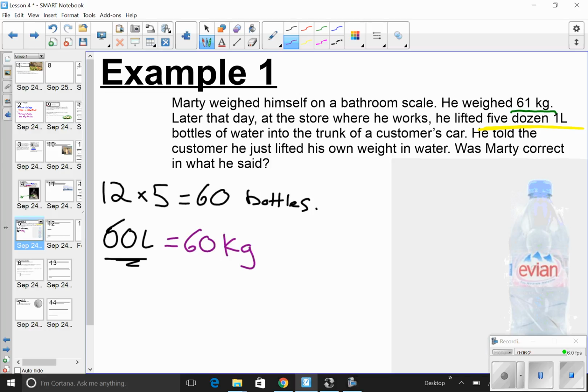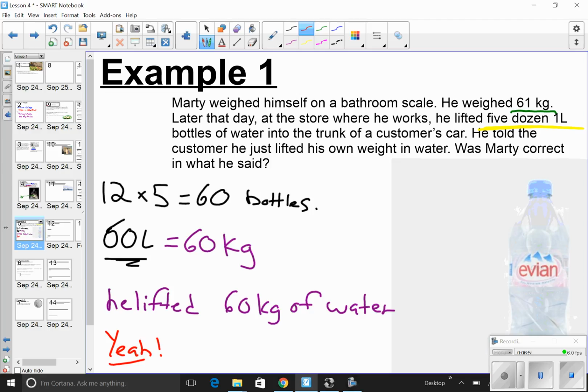So, I guess he was pretty close. He lifted 60 kilograms of water. Maybe with the mass of the packaging, so the bottles themselves, and maybe they're in a box or something like that, then yeah, he was probably pretty close. Okay, so yeah, he lifted pretty much his weight. Giant exclamation mark. Pow. Nice.